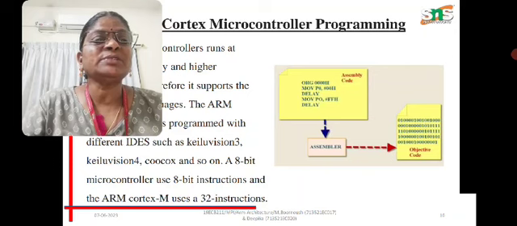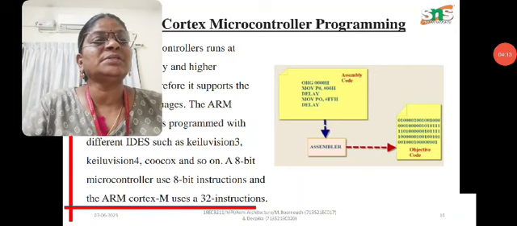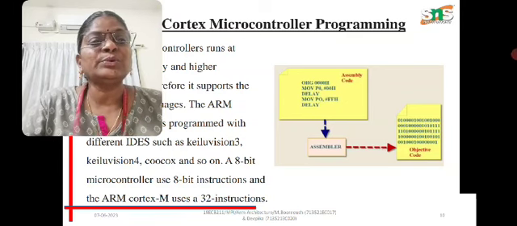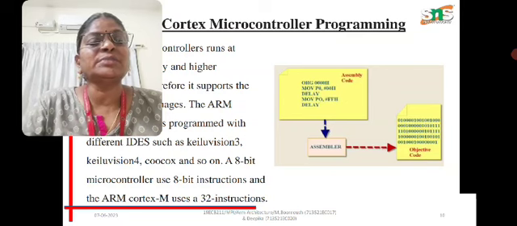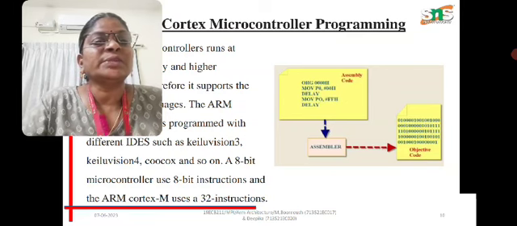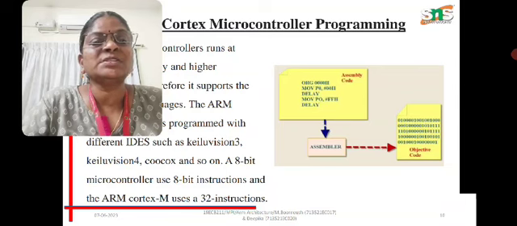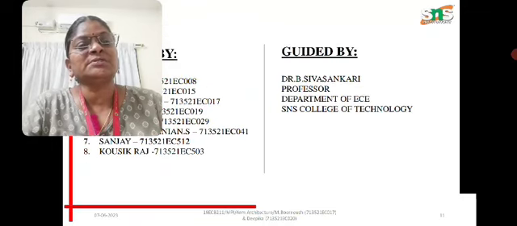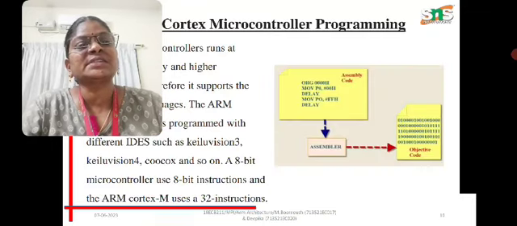And for Cortex microcontroller programming with these registers, it runs on IDEs such as Keil uVision 3, then uVision 4, then CooCox and so on. These are the bits, and here you can see they are connected by assemblers, which convert the language from high level into machine language. And the ARM7 microcontroller uses 8-bit instructions, and the Cortex-M uses 32-bit instructions, right?